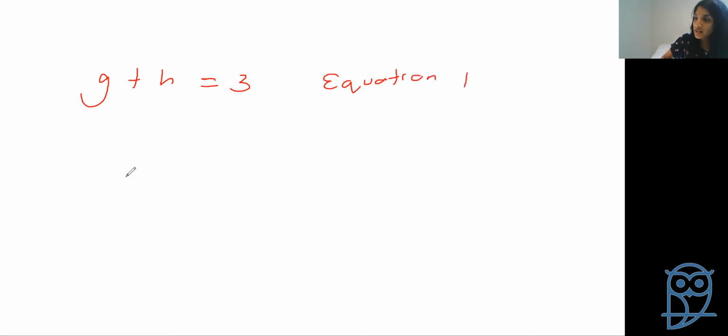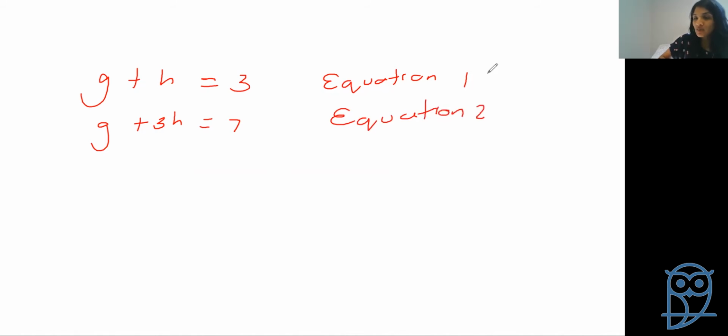It says G plus H is equal to 3. So we're going to call this equation 1. And the next part of it says G plus 3H is equal to 7. And that's going to be equation 2.